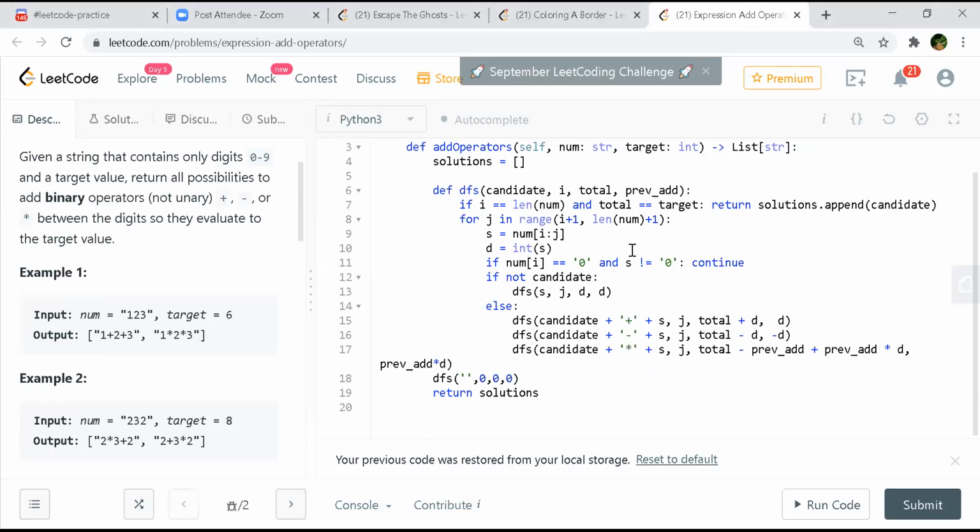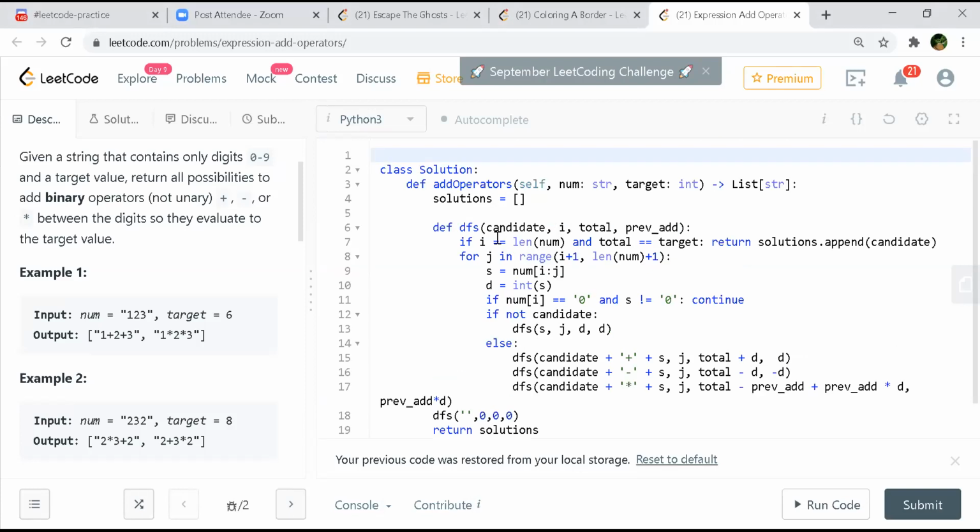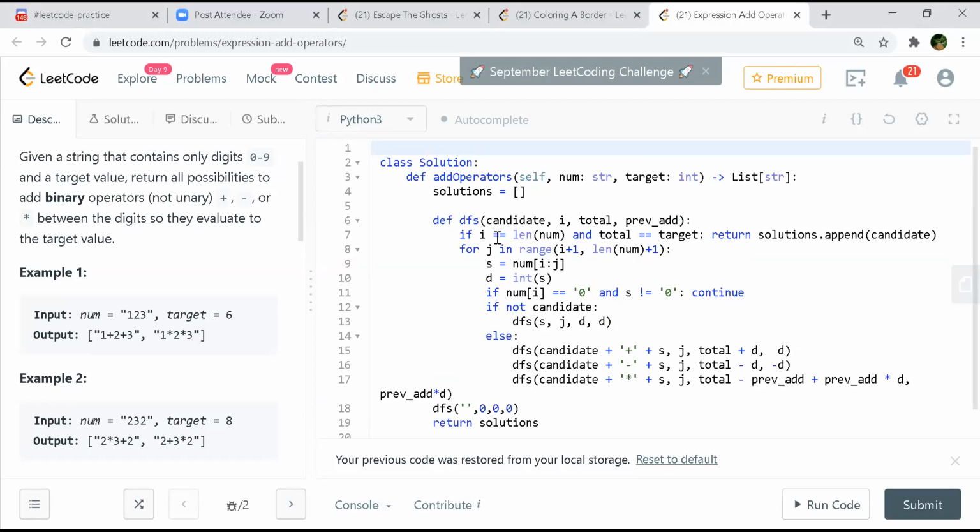So it's a DFS function that I am calling, passing the initial index, total, and the previous add, what we are discussing. So these are the base conditions, right? If the entire string is over and your total equals the target, then you append your solution in the solution array.